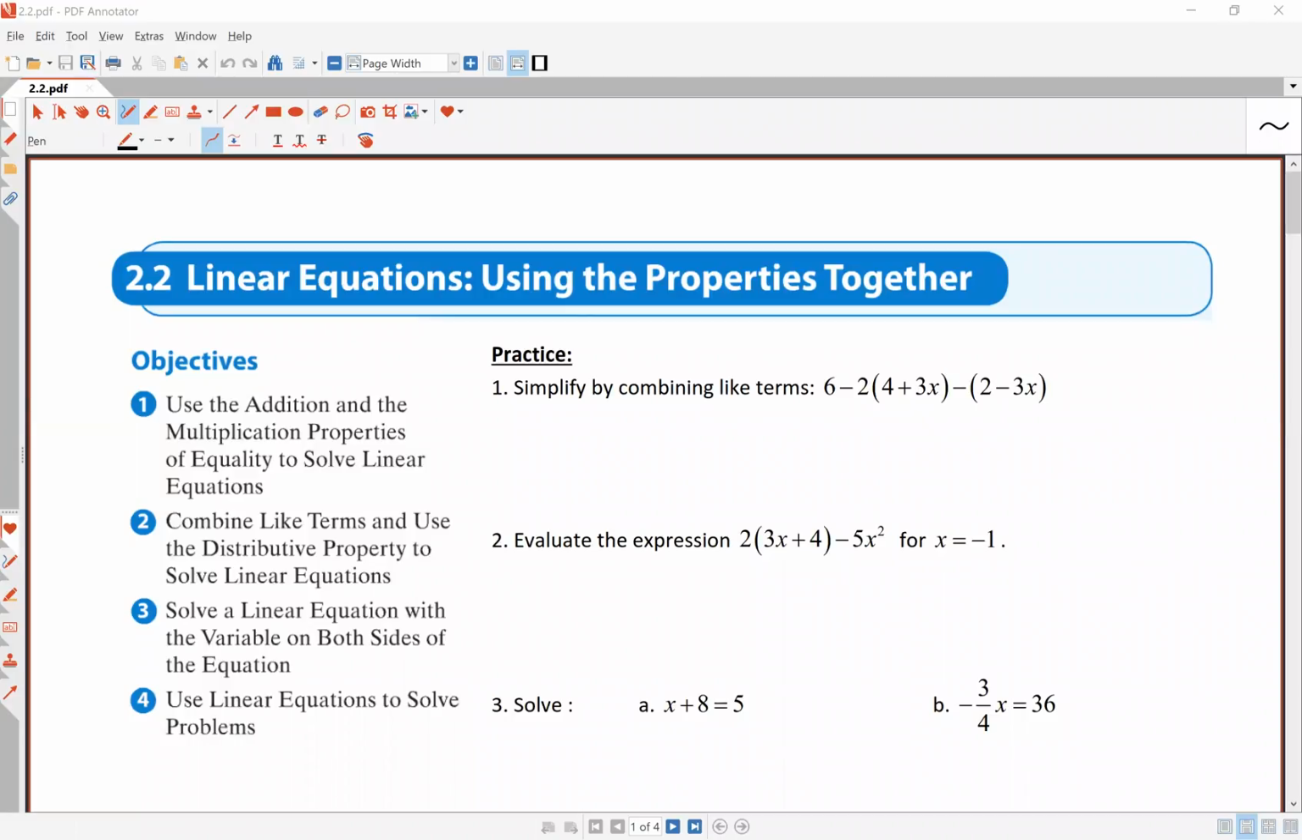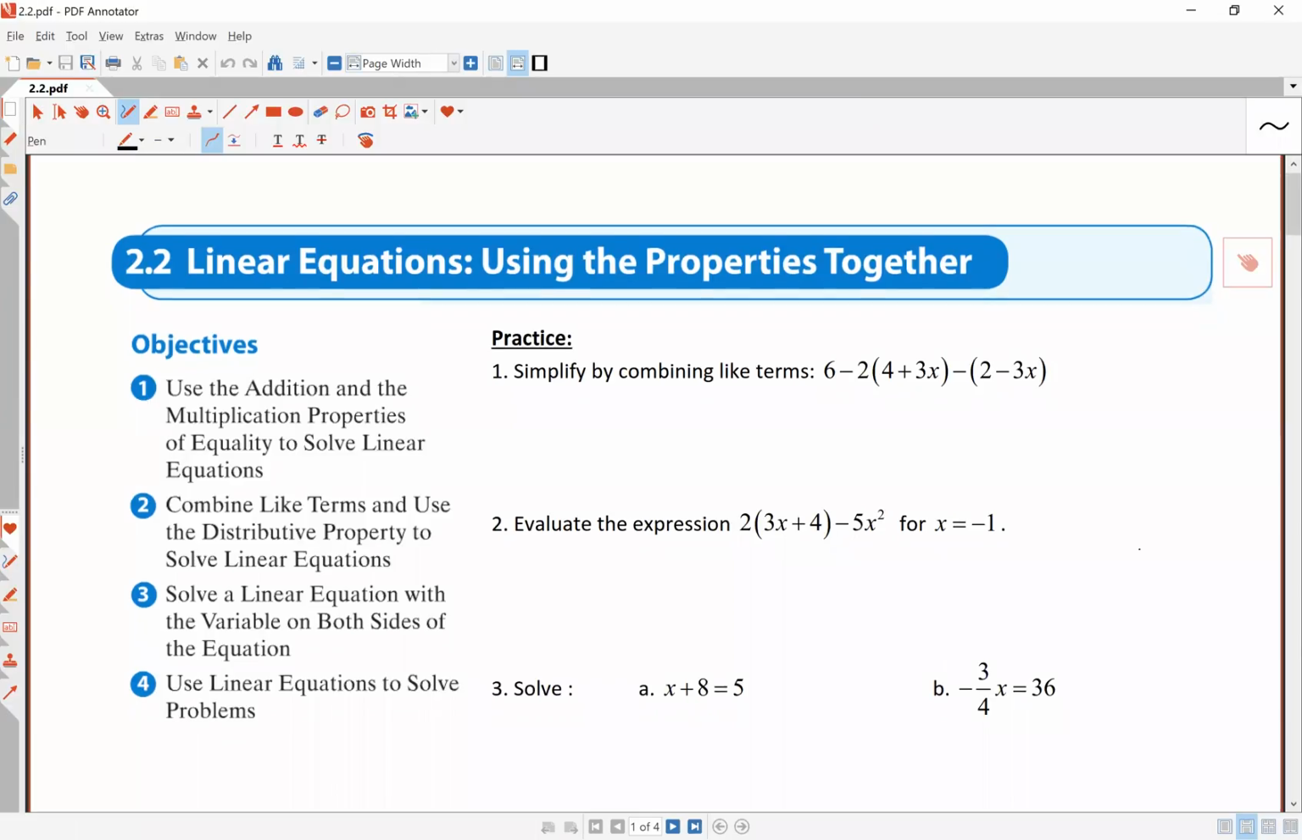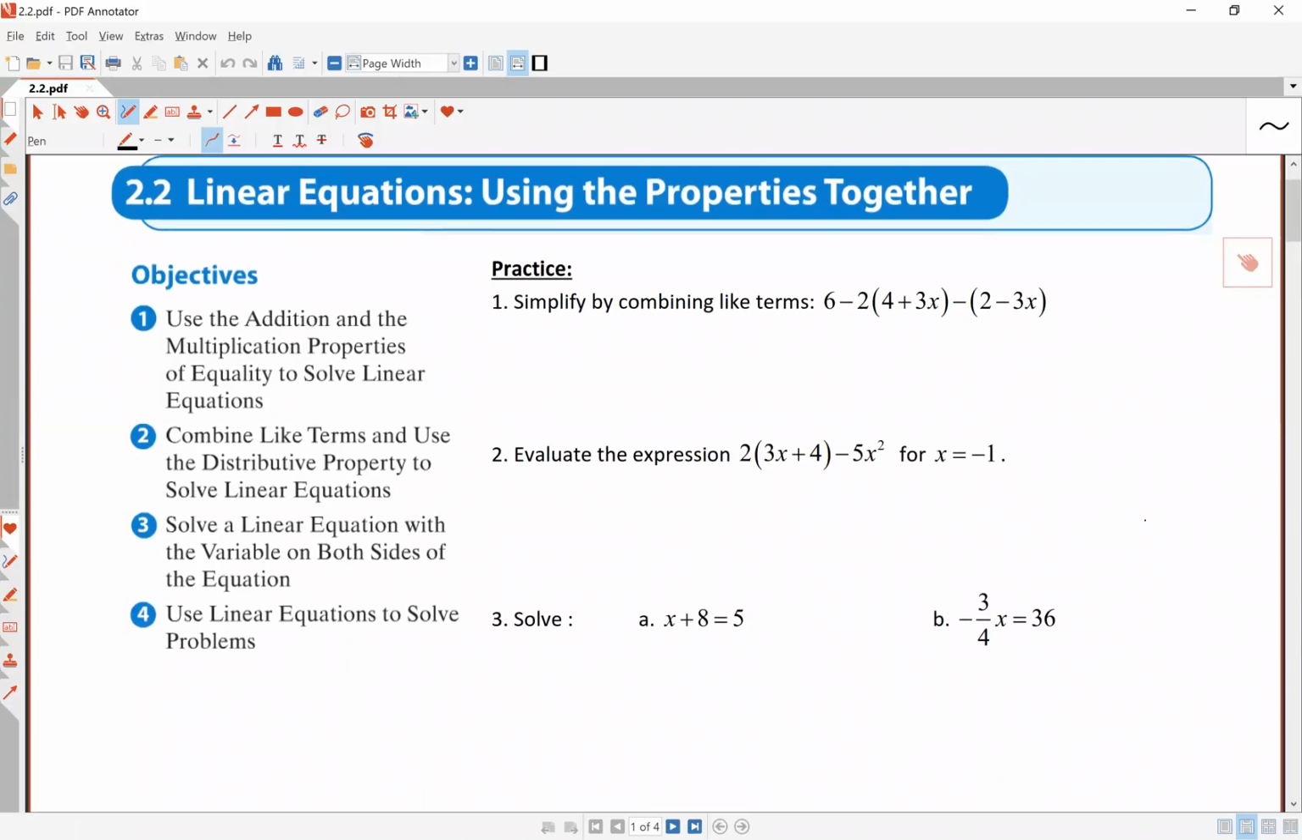Hello. This video covers 2.2 linear equations using the properties together. Objective 1. Let's first do some practice problems. In this problem, number 1, we have the parentheses that we need to do first.